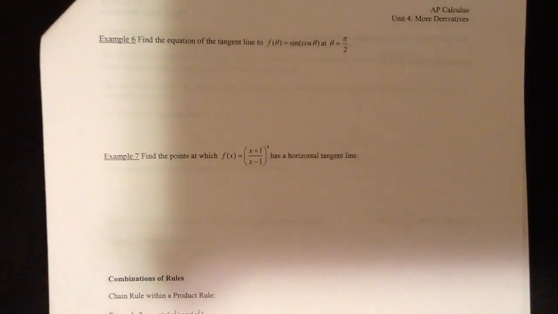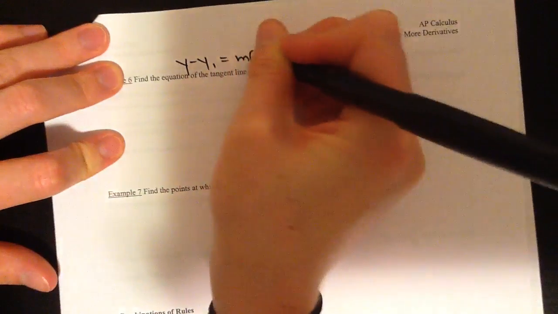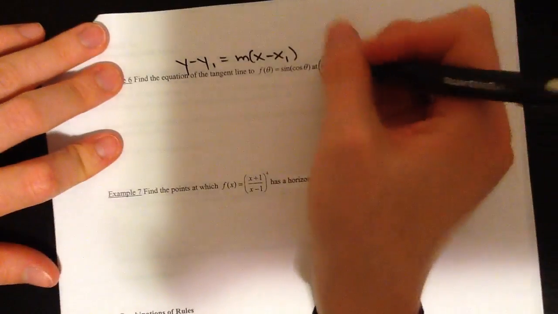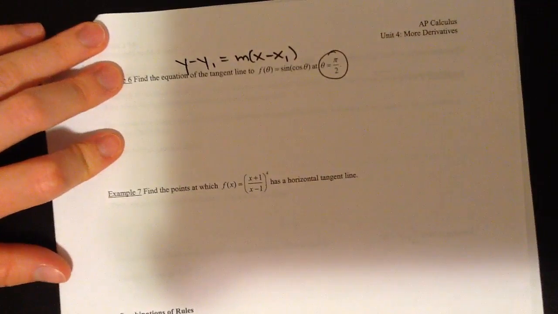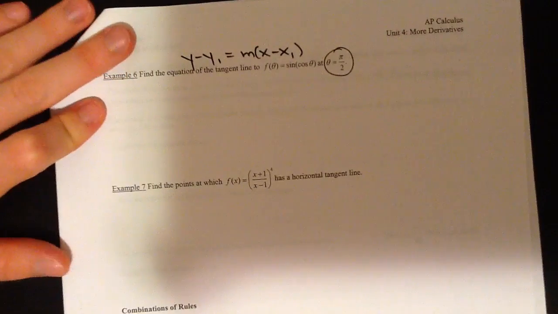So find the equation of a tangent line. So tangent line, let me write this up here. So y minus y1 equals the slope, and then times x minus x1. So the x1 is given to you for free. That is this value right here. Don't think of theta as being anything weird. It's just an x. It's just your independent variable. So I'm using the pi over 2.